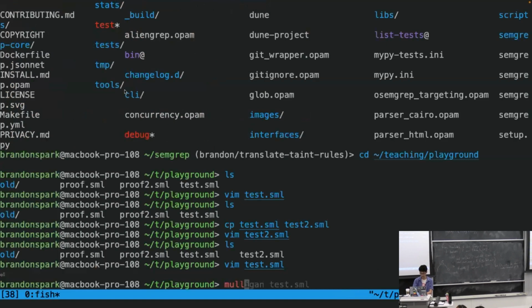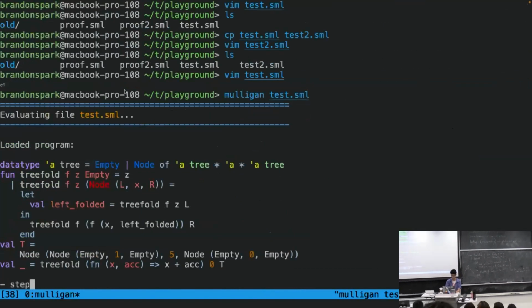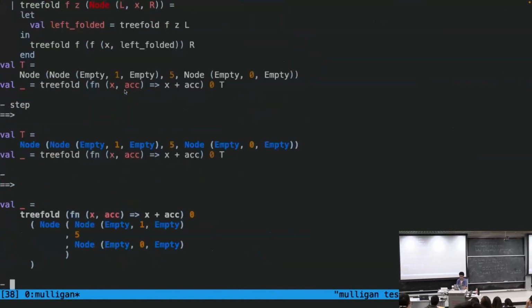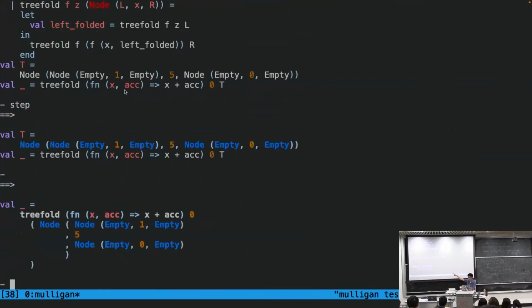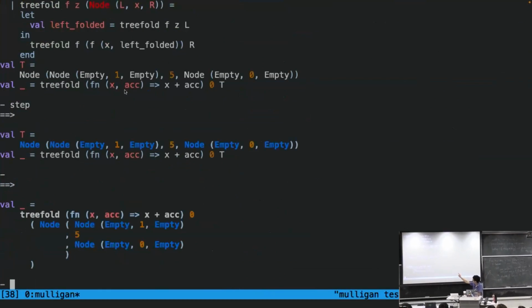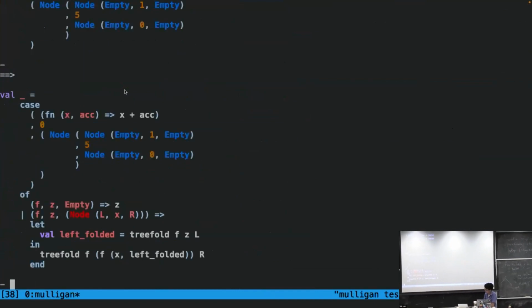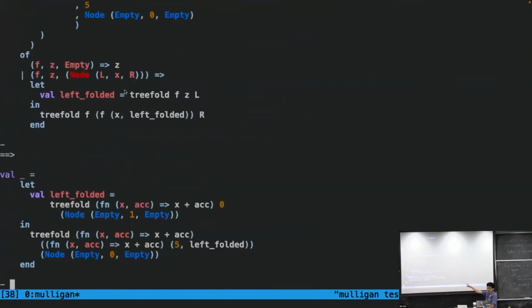So Mulligan test SML. If I run treefold on this tree, which is a left subtree of 1 and a right subtree of 0 and a root of 5, what am I going to do? I'm going to enter into the case, and then I'm going to enter the second case. So this is the body of my function. I fold the left with the left subtree, which is just the tree of 1, and I later have to use this result when I fold the tree of 0, right? But first, I'm going to fold the left subtree, which is this guy.